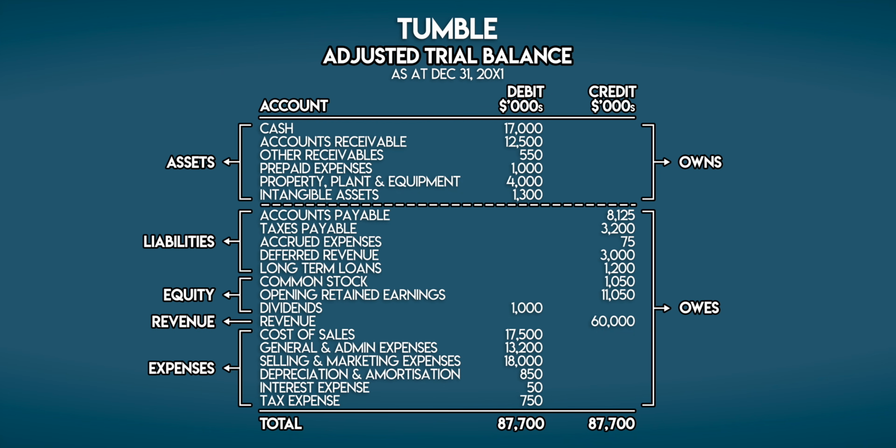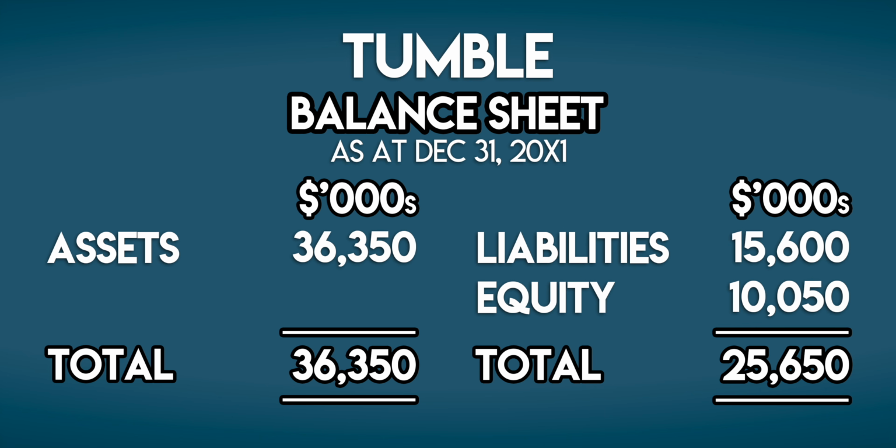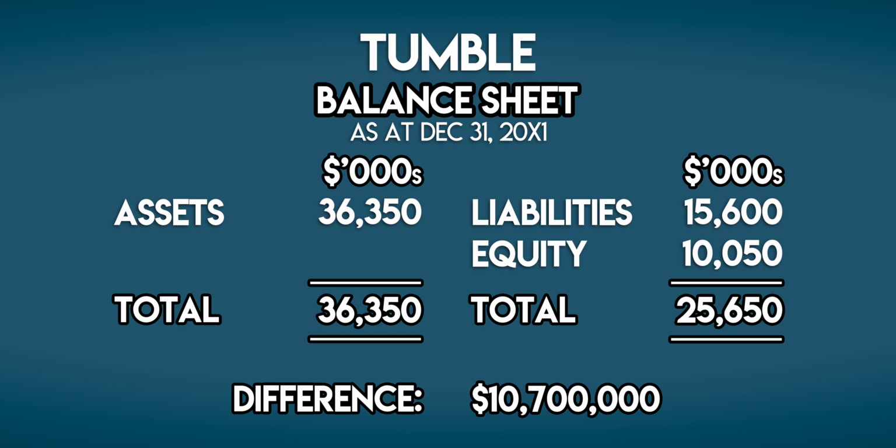And it goes something like this. We take all of Tumble's assets, liabilities, and equity accounts, and we pop them in their sections of the balance sheet. In theory, it's the right thing to do, but check this out. Total assets add up to $36,350,000, and total liabilities plus equity add up to $25,650,000. That's a difference of $10,700,000. So this balance sheet doesn't balance.